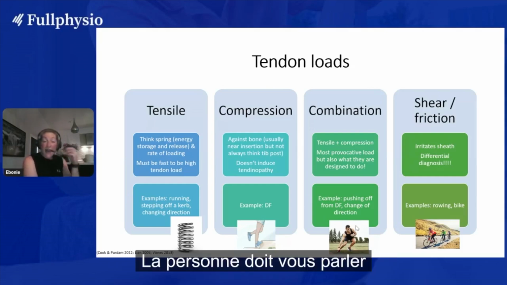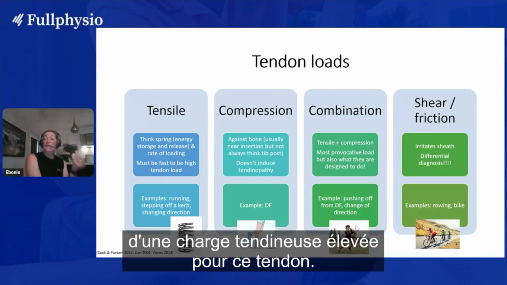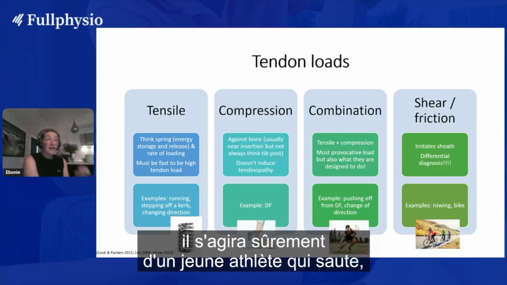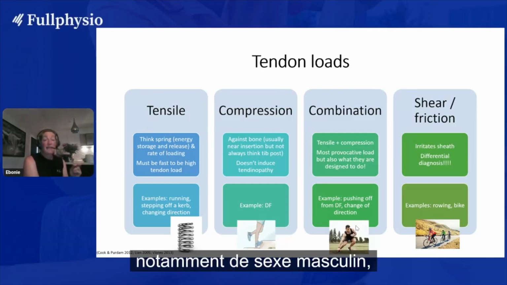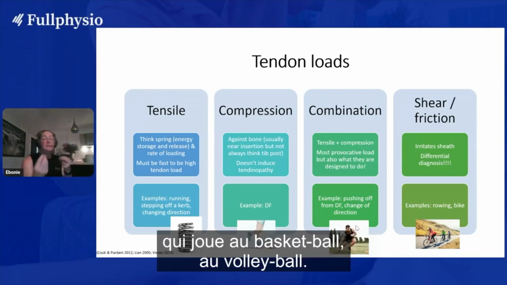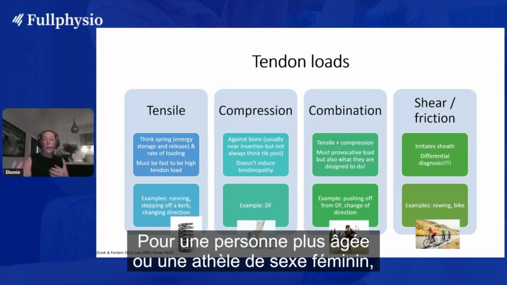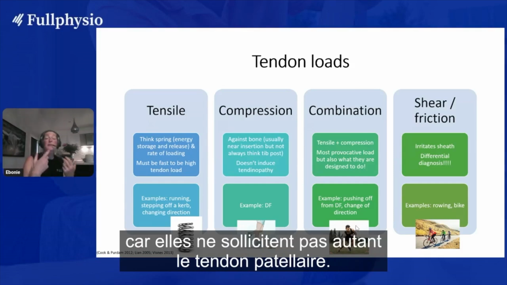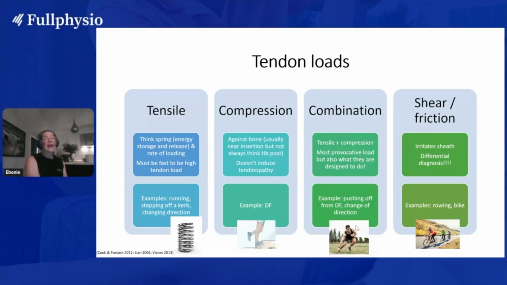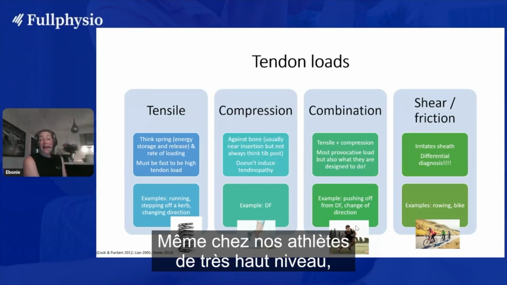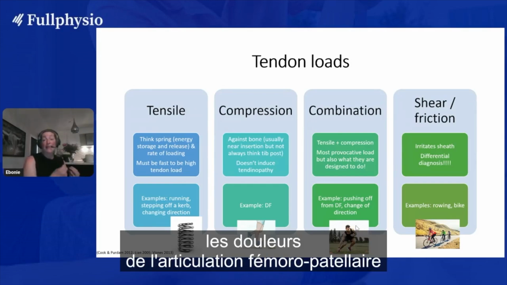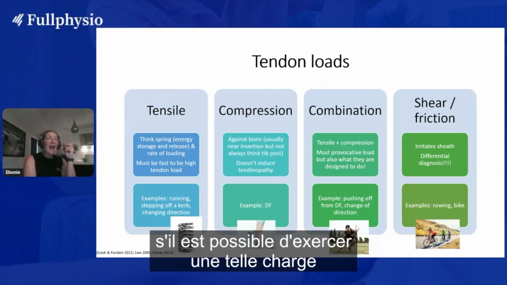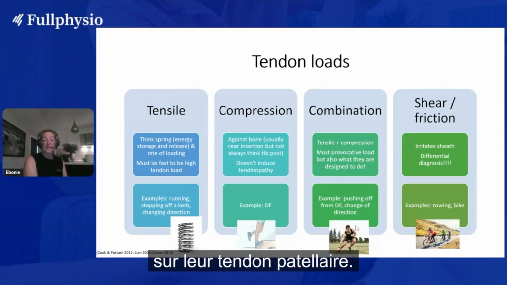This really helps you automatically in terms of your clinical presentation and your differential diagnosis. The person in front of you has to be talking about high tendon load for that tendon. So if it's patellar tendinopathy, are they a young, jumping, particularly male athlete who plays basketball or volleyball? Your older person, your female athlete, just far less likely. Those people don't put as much load through their patellar tendon. And even in our very elite athletes, patellofemoral joint pain is really common. So you've got to be thinking, do they have the ability to put that much load through their patellar tendon?